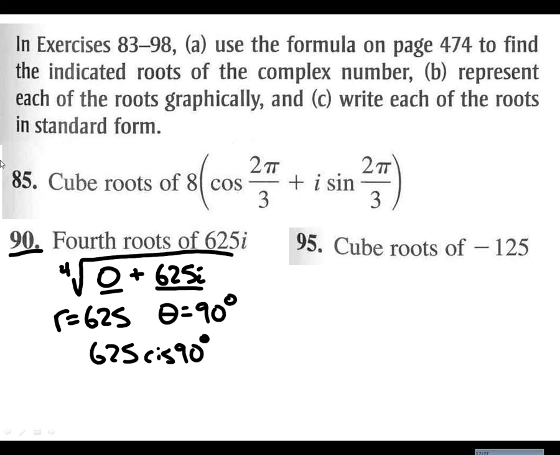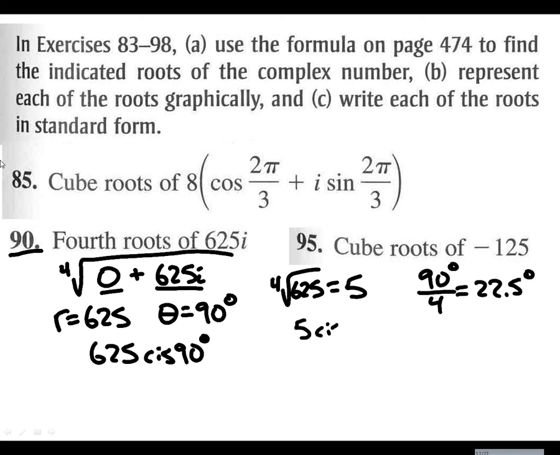Here's how we're going to find our roots. We're going to take the fourth root of the r. That turns out to just be 5. And then we're going to take our angle and divide it by 4. And that's going to be 22.5 degrees. So our answer here is 5 CIS 22.5. However, when you do the fourth roots, we should have 4 answers. So this is just our first answer.